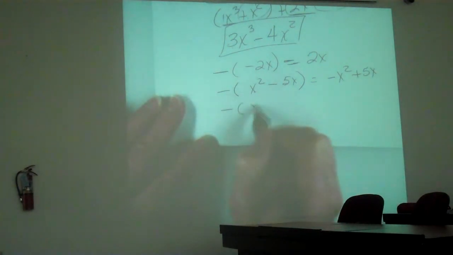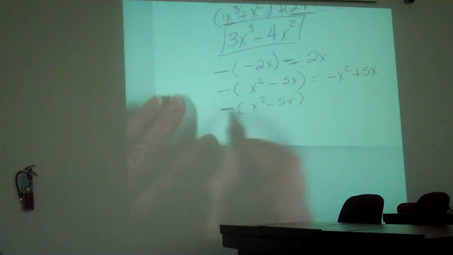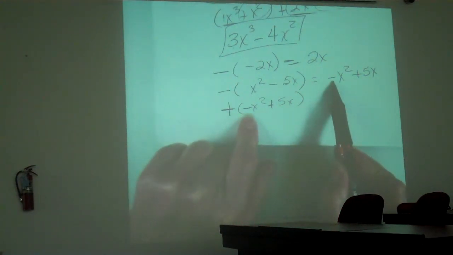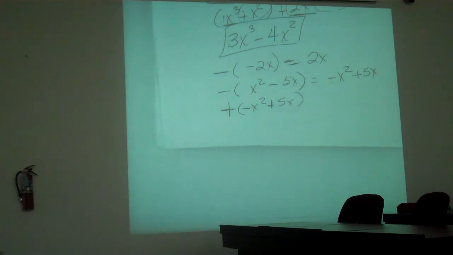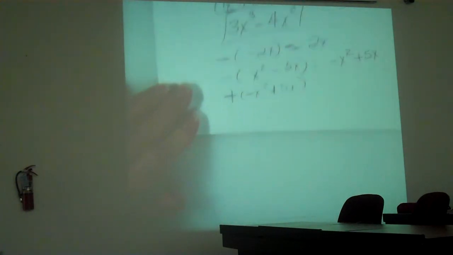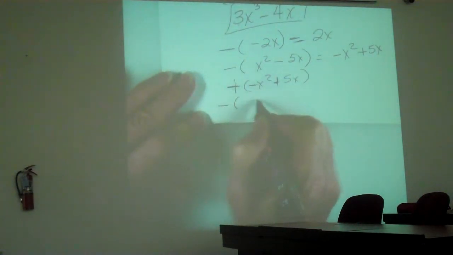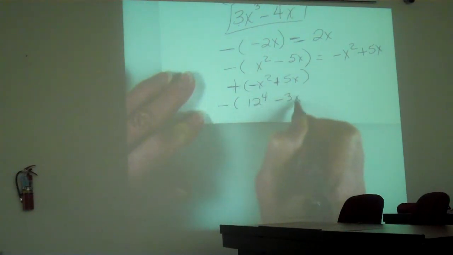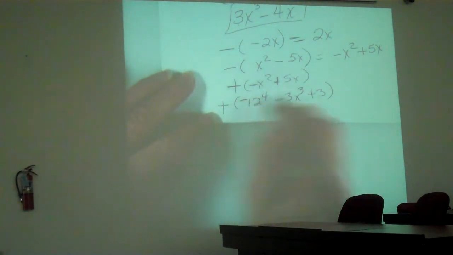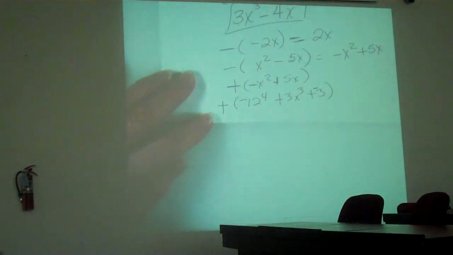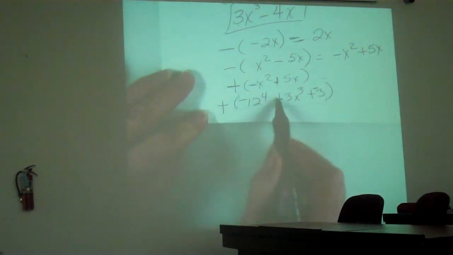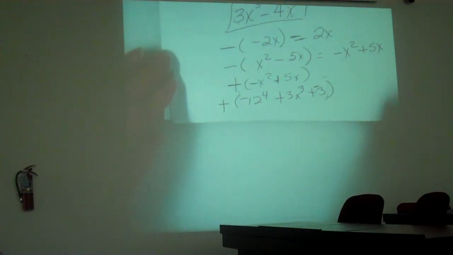So what you're doing, let me rewrite this. What you're doing is you're changing it to adding the opposite of both of these. See? Negative x squared and a positive 5x. And the reason you're doing these is because you're going to be subtracting polynomials right after this. You're going to have to know if you have negative 12x to the fourth minus 3x to the third plus 3, you're going to be adding the opposite of all of these. So if you change the sign of all these, your answer will be right there. Does that make sense at all? Yeah?